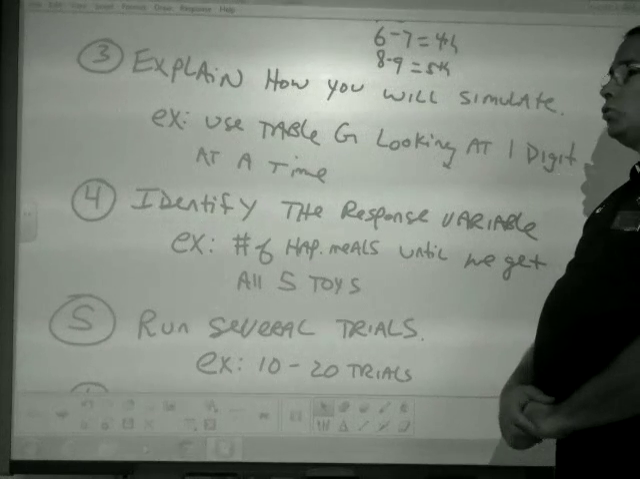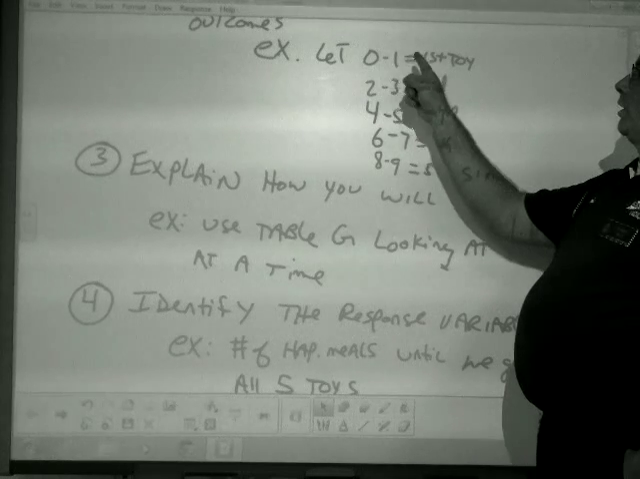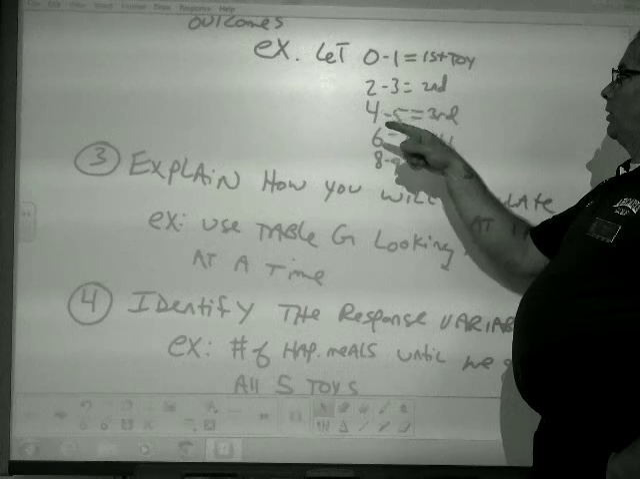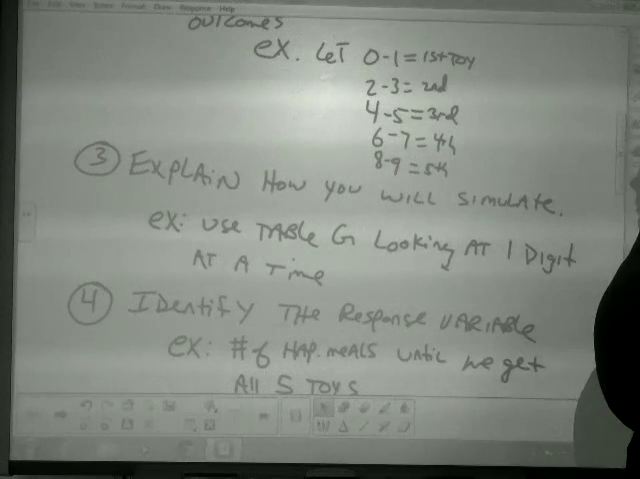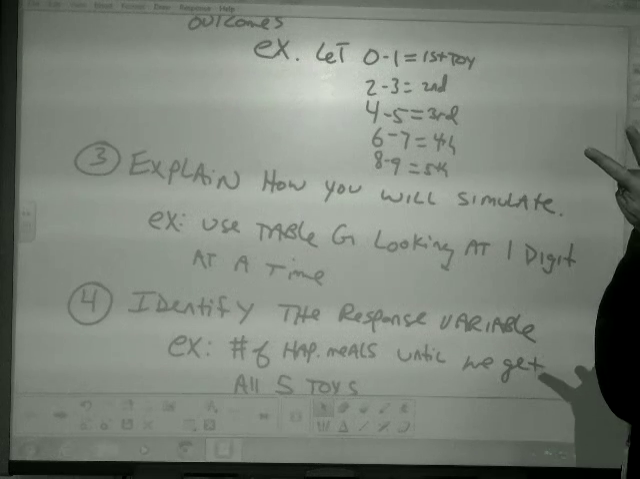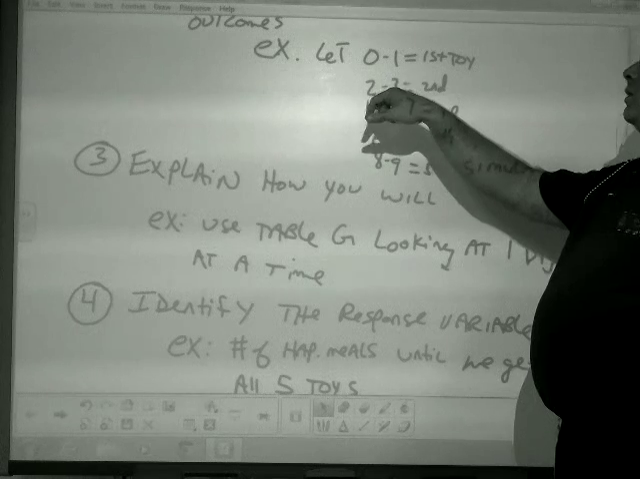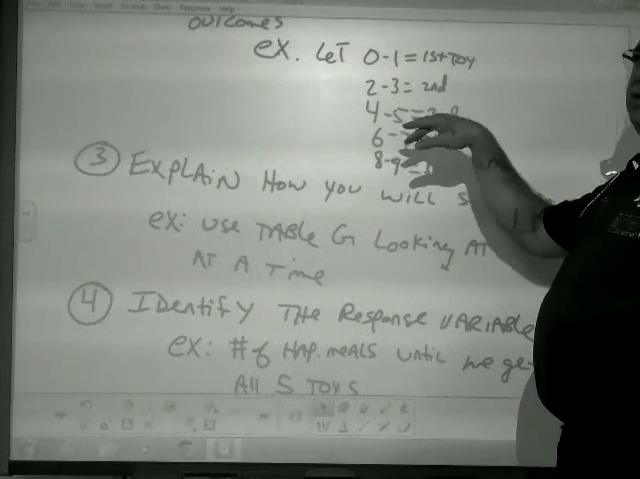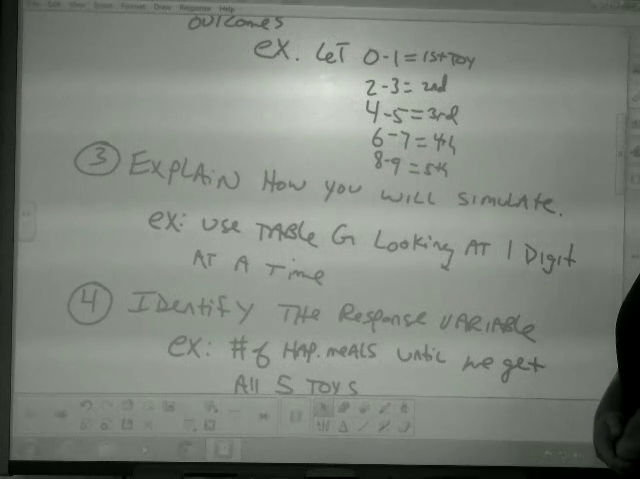Okay. Could I use two-digit numbers? I could. If I wanted to do two-digit numbers, I would have to redo the numbers a little bit, but you could use two digits at a time, in which each one was worth 20. So I would go 0, 1 to 20, 21 to 40, 41 to 60, 61 to 80, 81 to 100.